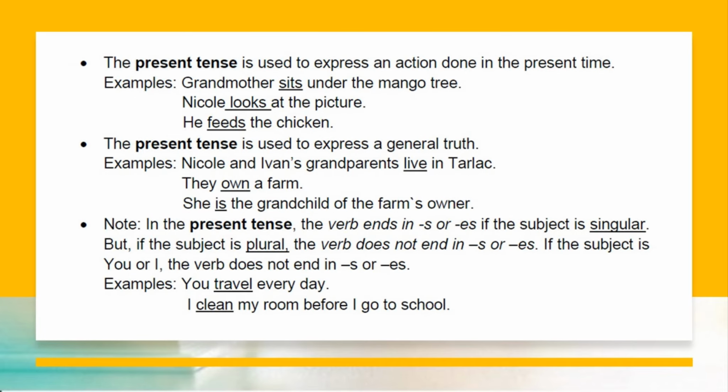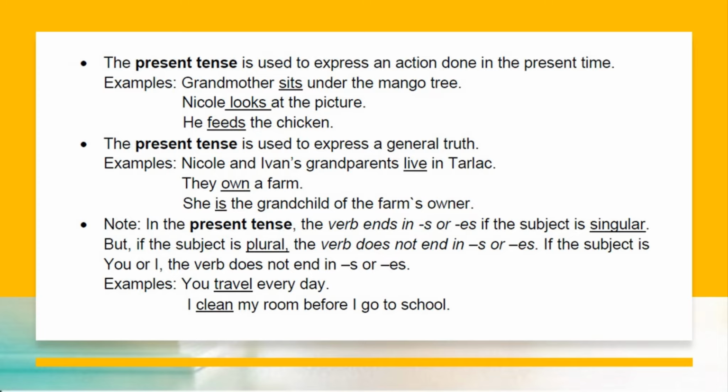The present tense is used to express an action done in the present time. Examples: Grandmother sits under the mango tree. Nicole looks at the picture. He feeds the chicken. The present tense is used to express a general truth. Examples: Nicole and Ivan's grandparents live in Tarlac. They own a farm. She is the grandchild of the farm's owner.